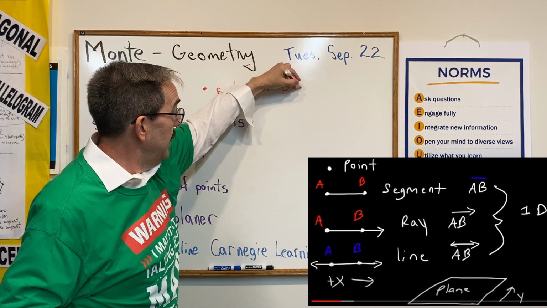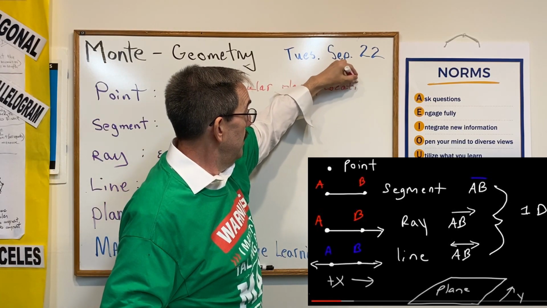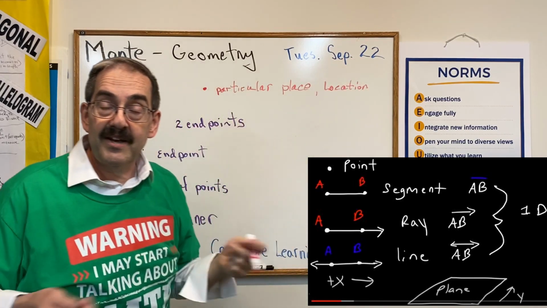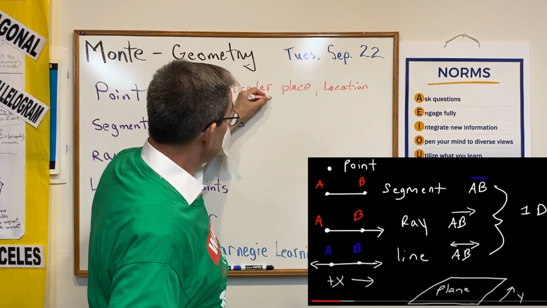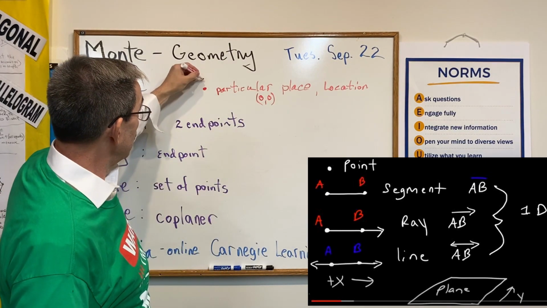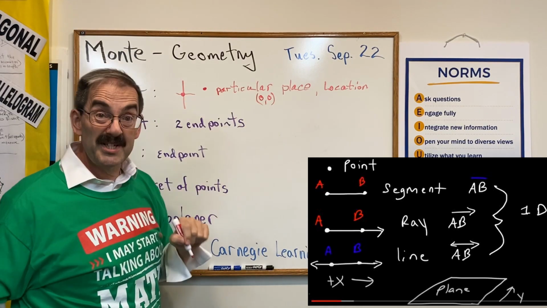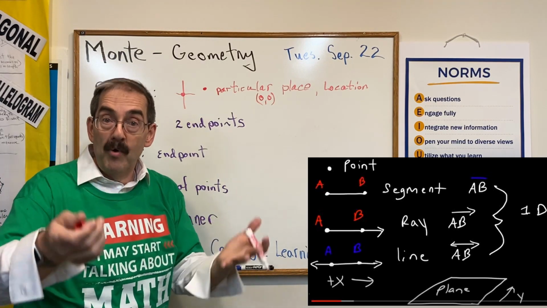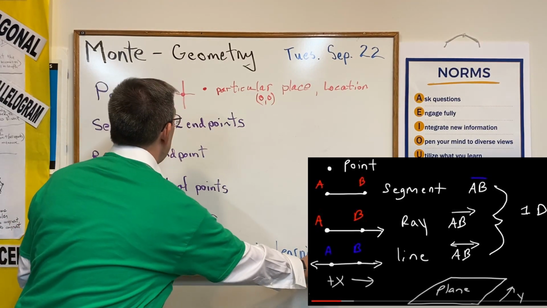So a point is a particular place, okay? It's a location, okay? And for the sake of this discussion, let's just call 0, 0, right? The XY coordinate system. So 0, 0 represents a place, a point, a location. All right, now we're moving on, okay?